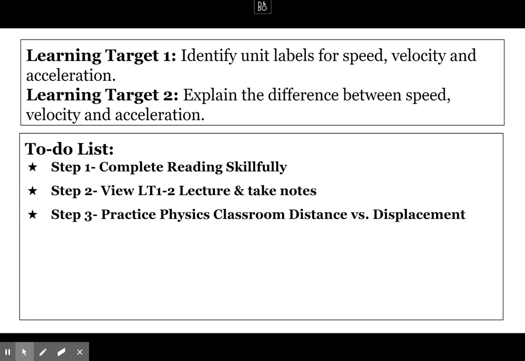So we're going to be working towards two learning targets today. Learning target 1 is identify unit labels for speed, velocity, and acceleration. Learning target 2 is explain the difference between speed, velocity, and acceleration.